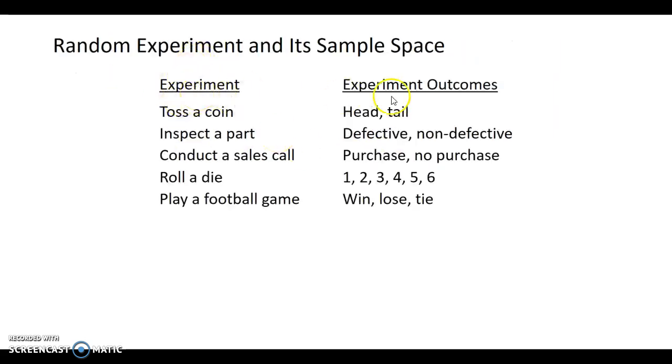Here's a number of experiments and the experimental outcomes. We've talked about tossing a coin and rolling a die. Another is inspecting a part. Say you work in quality control at the Goodyear plant. If a tire comes off the production line, its experimental outcomes are that it's either defective or non-defective. If you're conducting a sales call, you get a sale or no sale. If you're playing a football game, you get a win, a loss, or a tie.